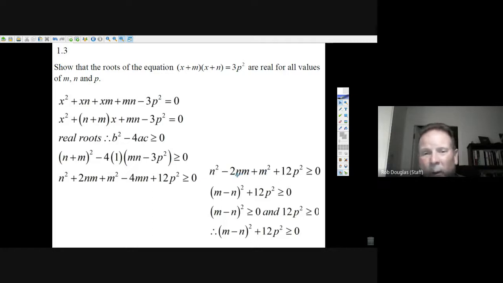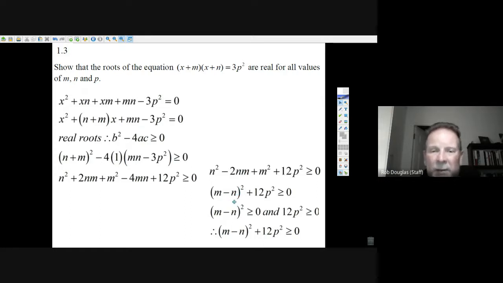Well, here's the one little trick. Now, no matter what you pick for p, when you multiply it by itself, it's a positive number. So 12p squared will always be greater than 0. Well, that helps us. But what about this n squared minus 2nm plus m squared? Well, that's really the same as m minus n times m minus n, if I square it.